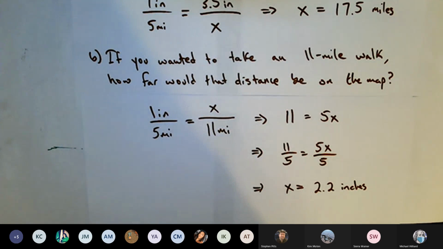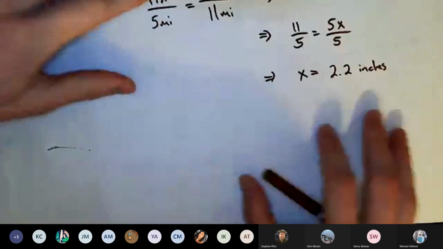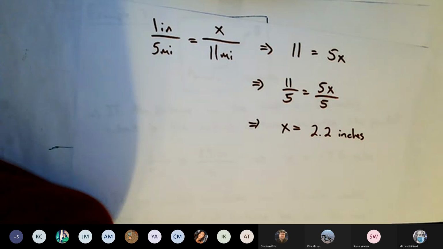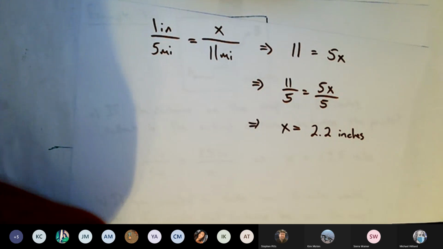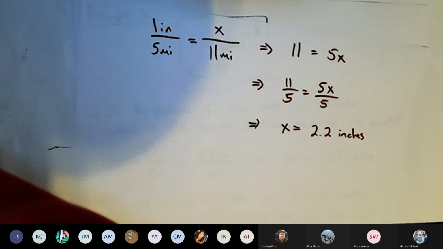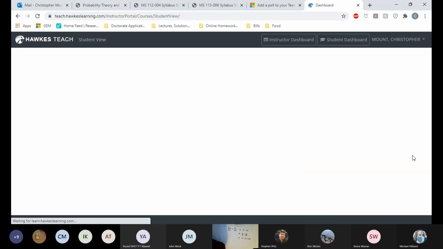Let me see what else they got here in the text. Let's spend a couple minutes looking at some Hawks problems since we have time, just a few minutes. All right, let me get logged in real fast. We'll go look at section 4.2. Student dashboard. All right. Okay, ratios, practice.